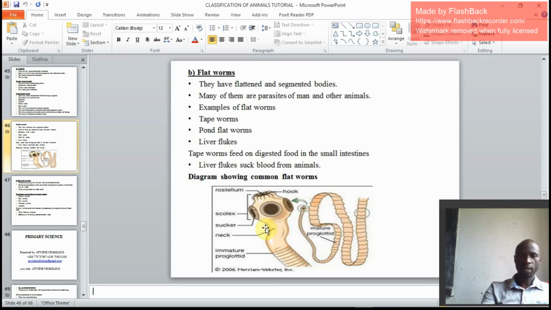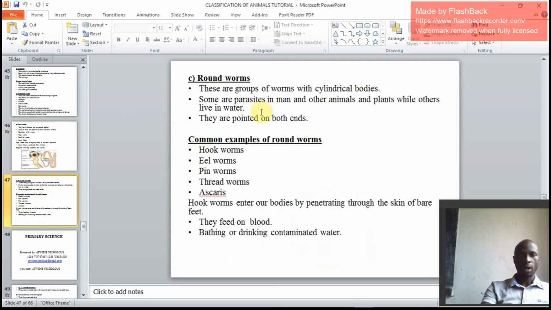We move to the next group, roundworms. These are worms with cylindrical bodies. Some are parasites in man, other animals and plants, while others live in water. They are pointed on both ends. A case in point is hookworms. Hookworms can enter our bodies through bare feet, and when they enter, they feed on blood. We also have eelworms, pinworms, threadworms and ascaris.